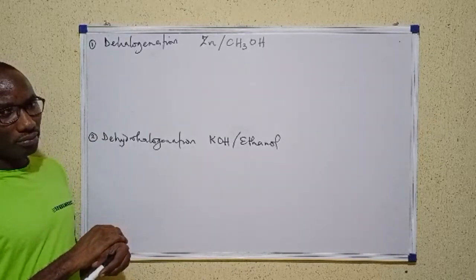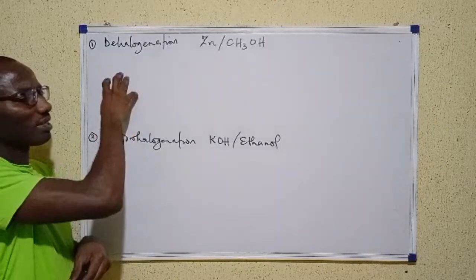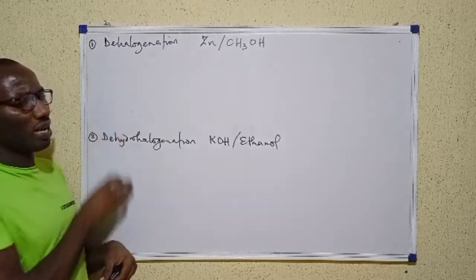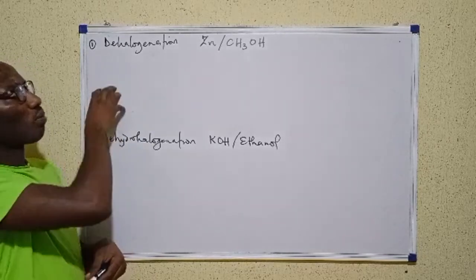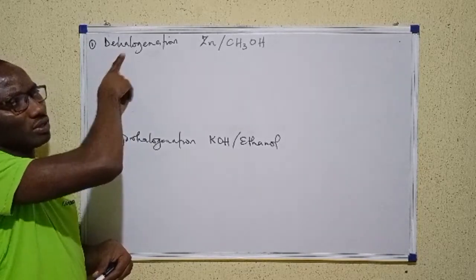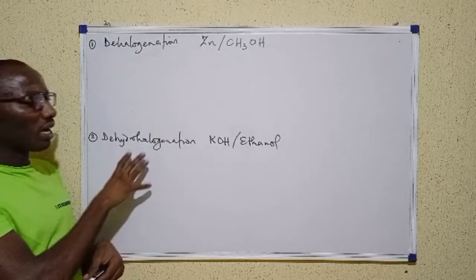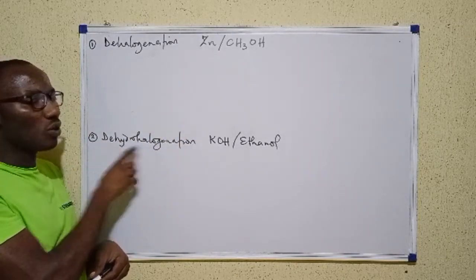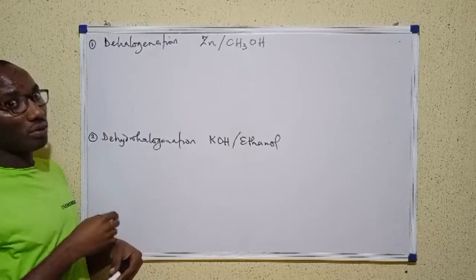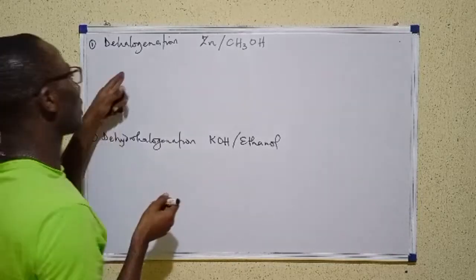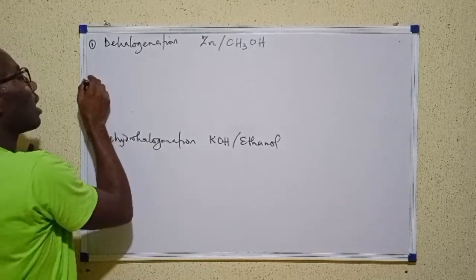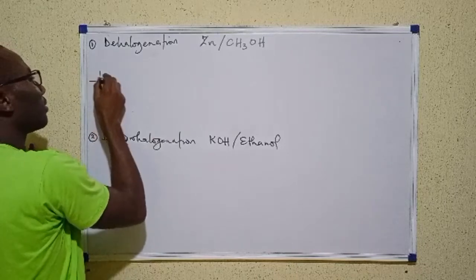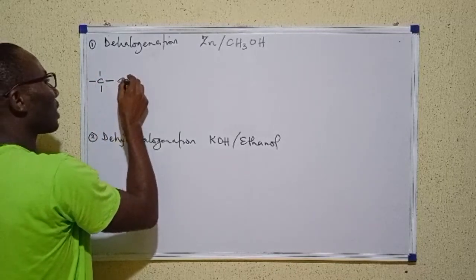dehydrohalogenation. Now, what is our starting material for these two reactions? What kind of compound will I dehalogenate to get an alkene? And what kind of compound will I dehydrohalogenate to get an alkene? Well, in the first case for dehalogenation, I'll need to use a compound that looks somewhat like this.